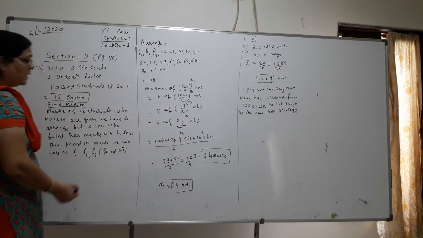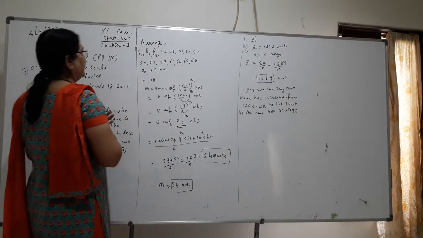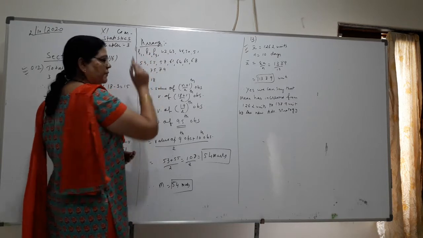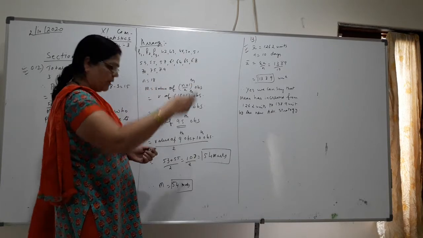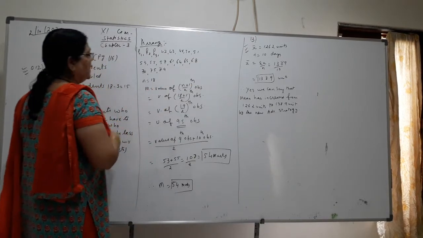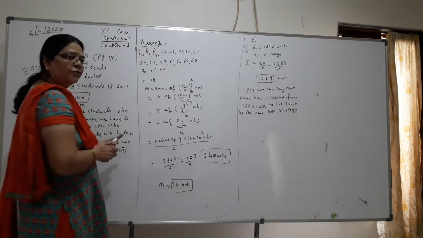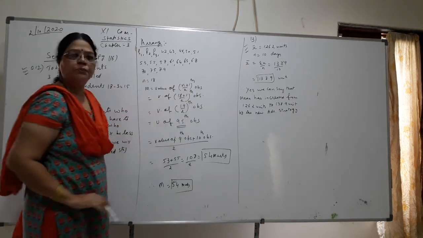F1, F2, F3 are failed students. 3 failed students. Now arrange. We have to arrange because it is a median. So F1, F2, F3. And then I have arranged 42, 43, 85, we have arranged. Now children, n equal to 18, number of total students is 18 and we have to find out median. So value of n plus 1 upon 2.